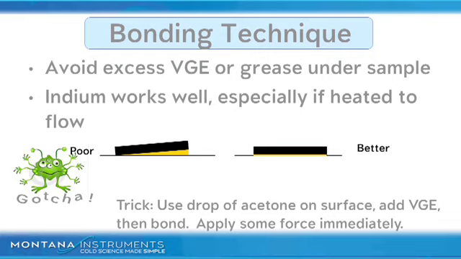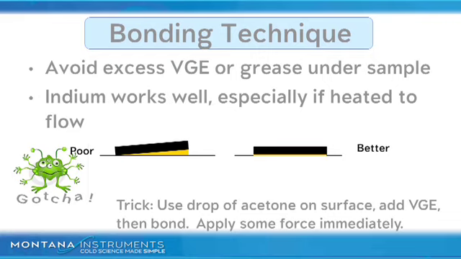Let's move on to samples. We often use VGE or N grease under the sample. Indium works well, especially if it's heated. The image shows two samples bonded. It's obvious that you don't want to mount your sample at an angle, but this happens commonly in practice because you can't really tell if your sample is flat on the surface.